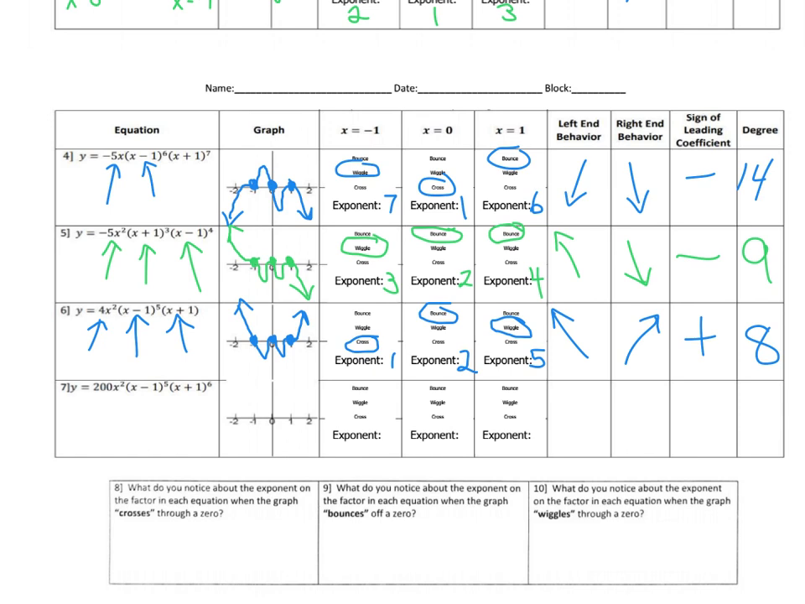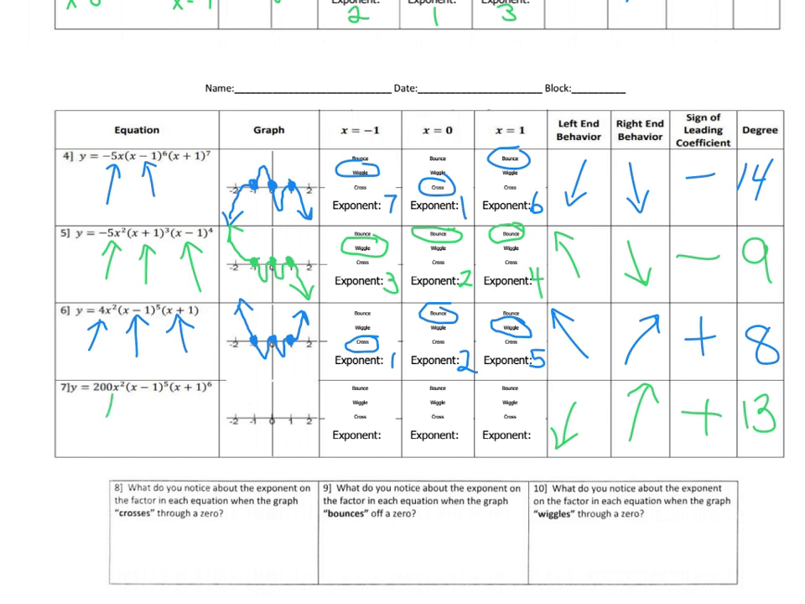Last one, number 7, we have y equals 200x squared times x minus 1 to the 5th times x plus 1 to the 6th. So 2, 5, and 6 are going to determine our degree. We have a 2, a 5, and a 6 added together to make 13. That's an odd number. And our leading coefficient's a big number, 200, but that doesn't matter. All we care about is the fact that it's positive. So odd positive is down on the left, up on the right.